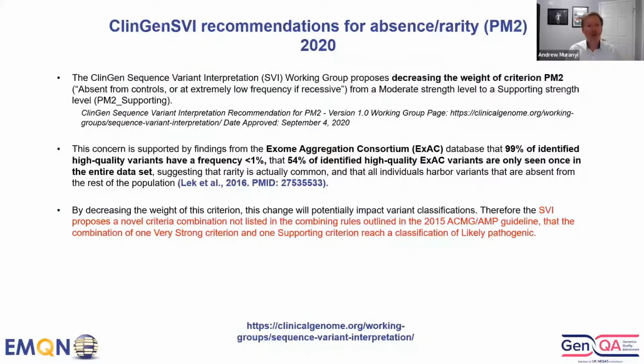One of such is the ClinGen recommendations for PM2. It was recommended that PM2 be downgraded from a moderate strength of evidence to a supporting strength of evidence, partly because it was found that in the gnomAD database, over 54% of high quality variants were only seen once in the entire data set. So this suggests that being a rare variant is not a rare occurrence, and therefore the strength of this evidence should not be so high. However, by decreasing the weight of this criterion, they also recommended the change of allowing PVS1 and one supporting strength of evidence to also be considered likely benign.